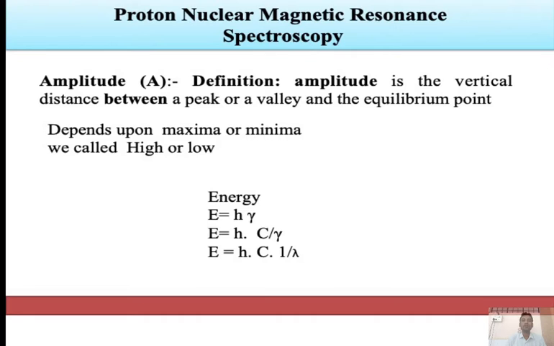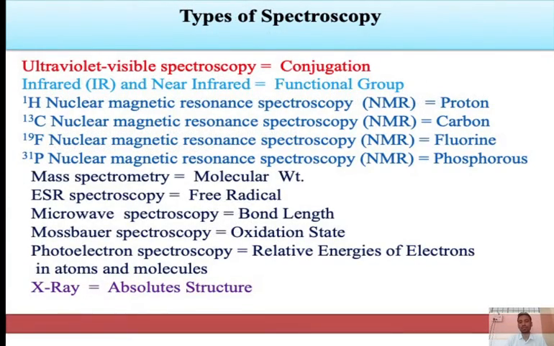And amplitude is the vertical distance between a peak or valley and the equilibrium point. It depends upon your maxima or minima. We also call it high and low. Sometimes the maxima will be higher, sometimes lower, and similarly the minima. Energy is again the same, equal to h nu, and we can rearrange this to get the corresponding equations.